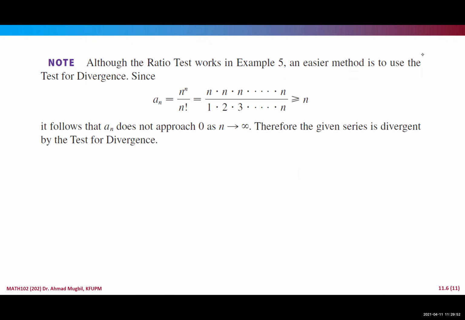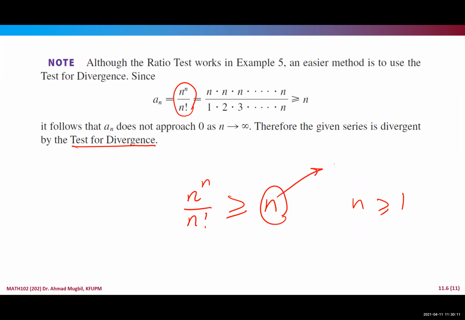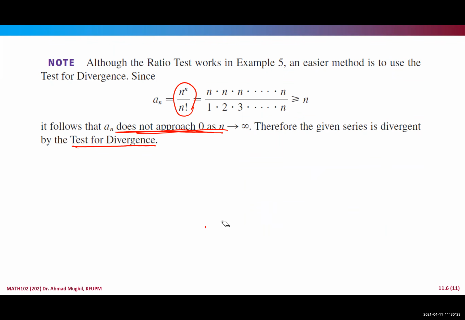By the way, you were able to show that this one is divergent by using the test for divergence. You know that n to the power n over n factorial is greater than or equal to n for any n greater than 1. Check that. Of course, for 1 it is the same, but after that it will be greater. Now, this one goes to infinity, so it will never approach 0. So you can also use the test for divergence, but it's okay. Also, the ratio test helps.